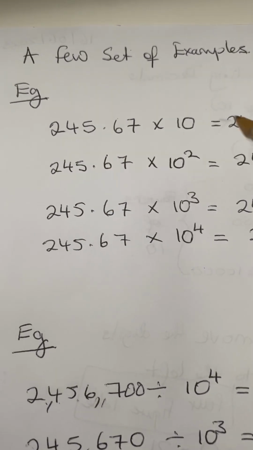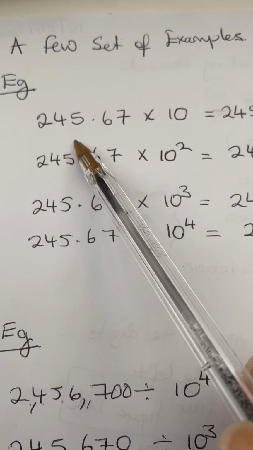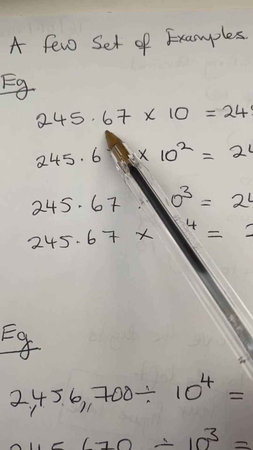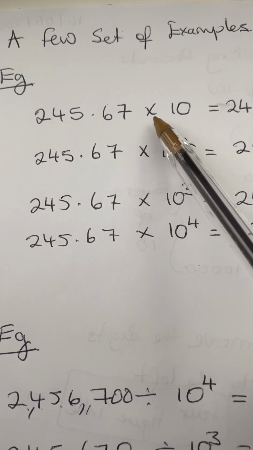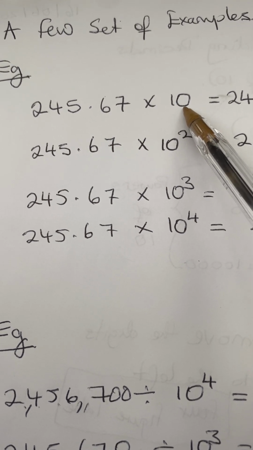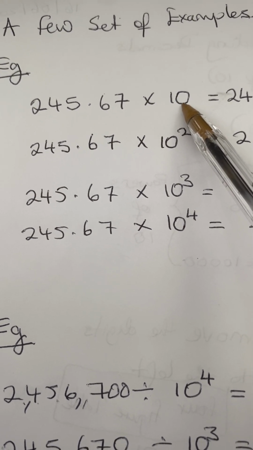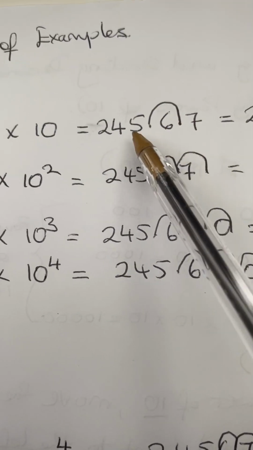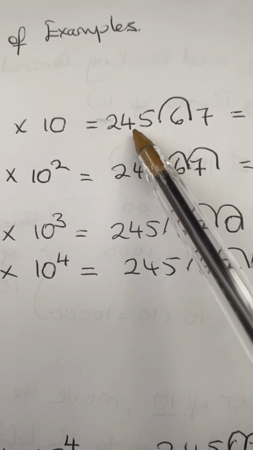Okay, so we have 3.456 times 10. 10 has 1 zero, so I'm going to move it forward. So if I move it forward, I have 34.56.